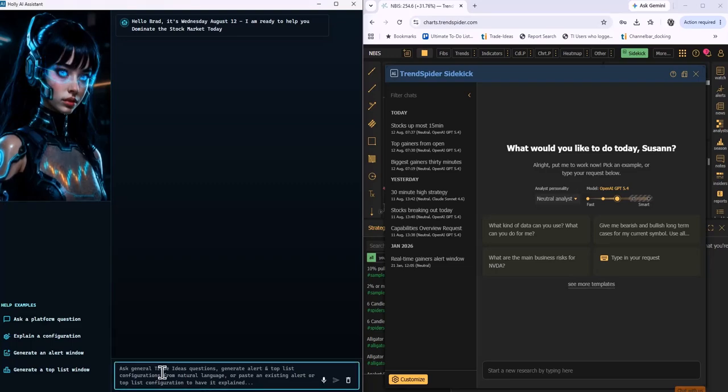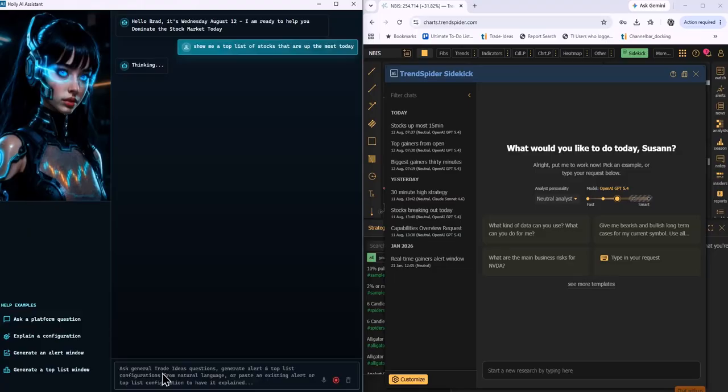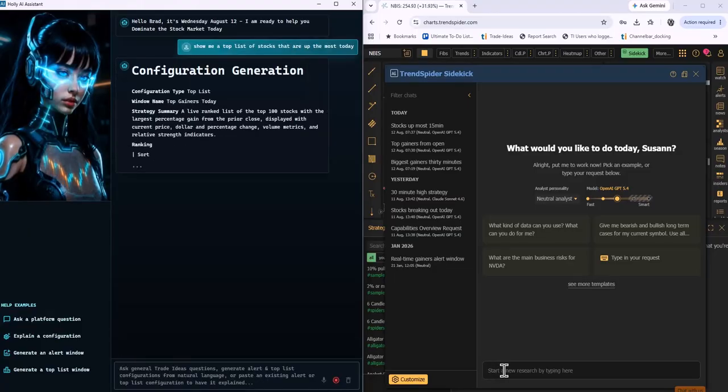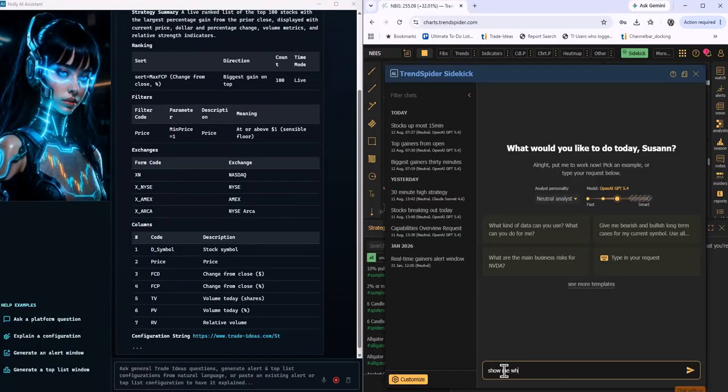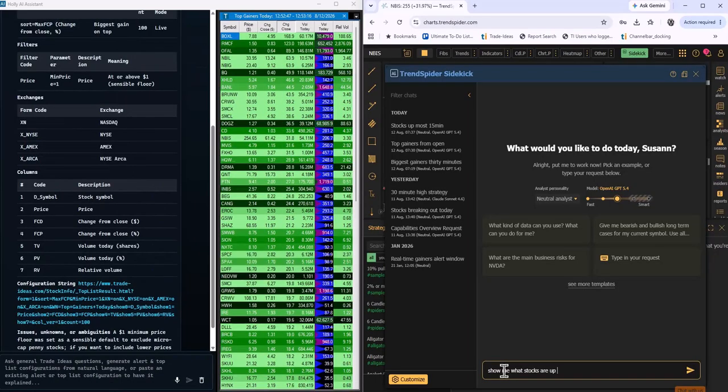All right, let's compare the two AI assistants. Trade Ideas on the left, Trendspider on the right. Let's start by looking for stocks that are up the most today on a percentage basis. All right, we'll do the same thing over in Trendspider while the Trade Ideas AI assistant is generating the list.